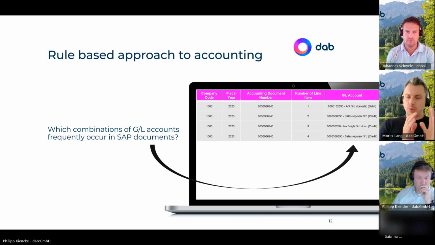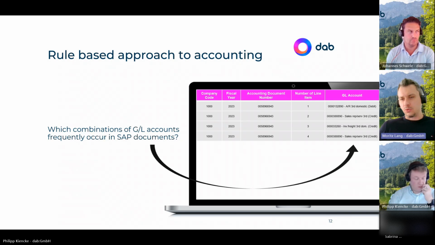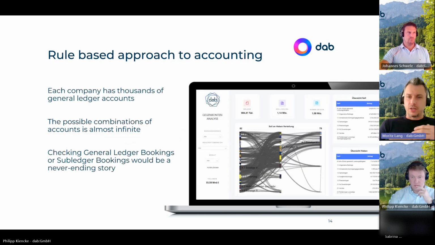I think probably almost all of you have seen such SAP documents, and we are looking at a single random SAP document here. And the question now is, which combinations of GL accounts do frequently occur? Doesn't this question sound really, really simple? But indeed, if we look at the next slide, generating the answer isn't that easy.